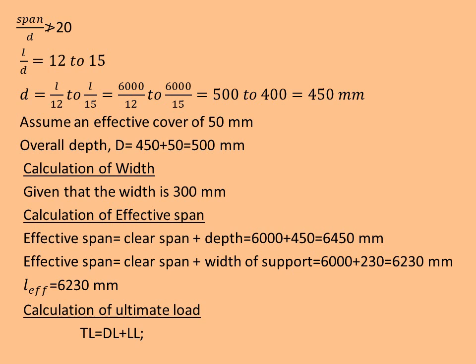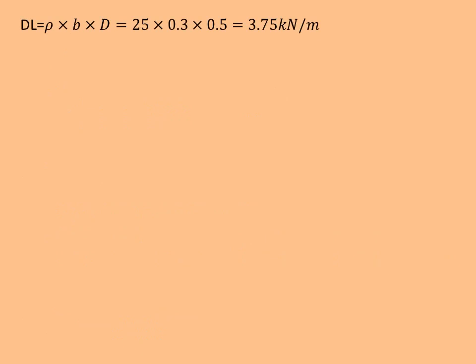Okay, now we calculate the ultimate load. First, how to calculate the self weight, that is dead load. Dead load is equal to rho into B into overall depth, and we get 3.75 kilonewton per meter. Live load is already given to us, and hence we add it up and get the total load. Total load is equal to 15.75 kilonewton per meter.